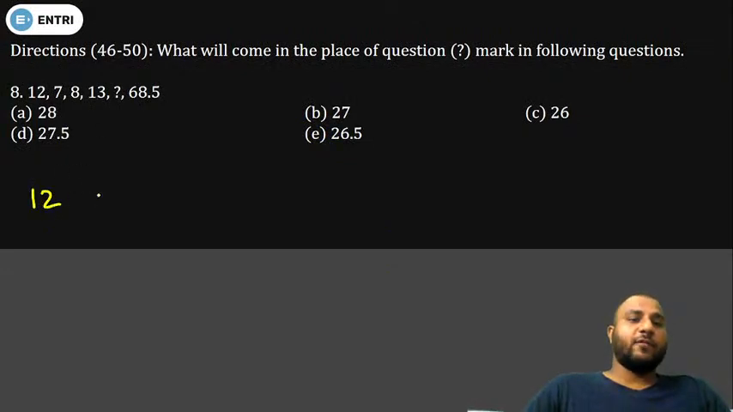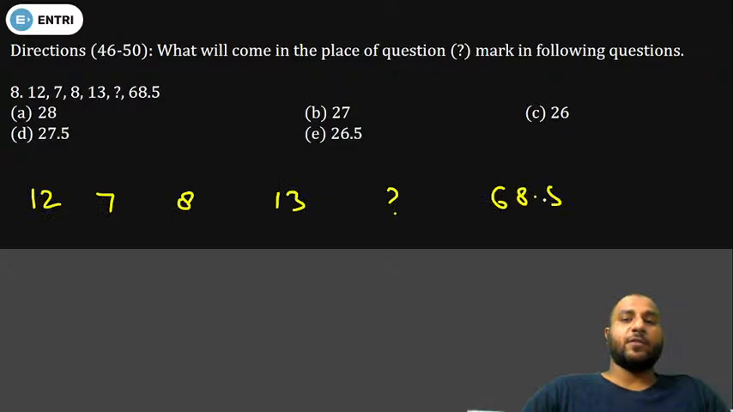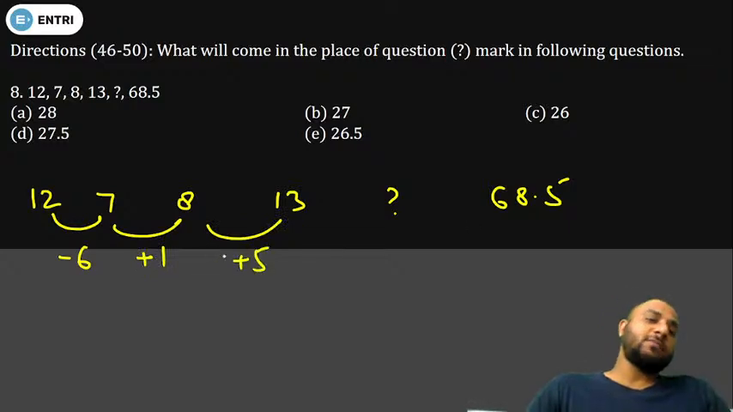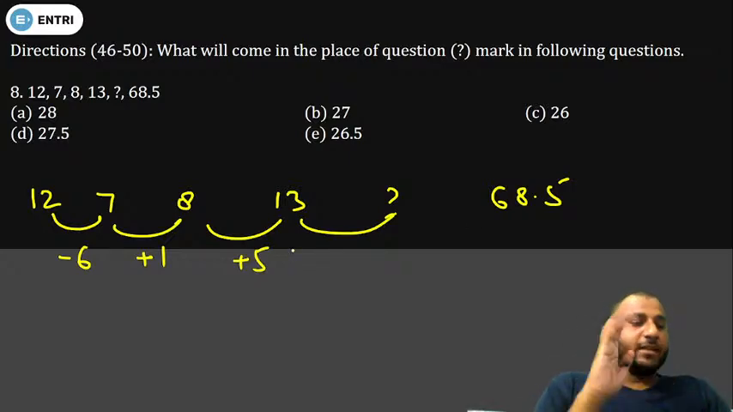Next, 12, 7, 8, 13, question mark, 68.5. So tell me. Look at this. -6. Next one is +1. Next one is +5. So something is adding up. Okay, don't worry. It is a quant section. I think I forgot to edit that part.